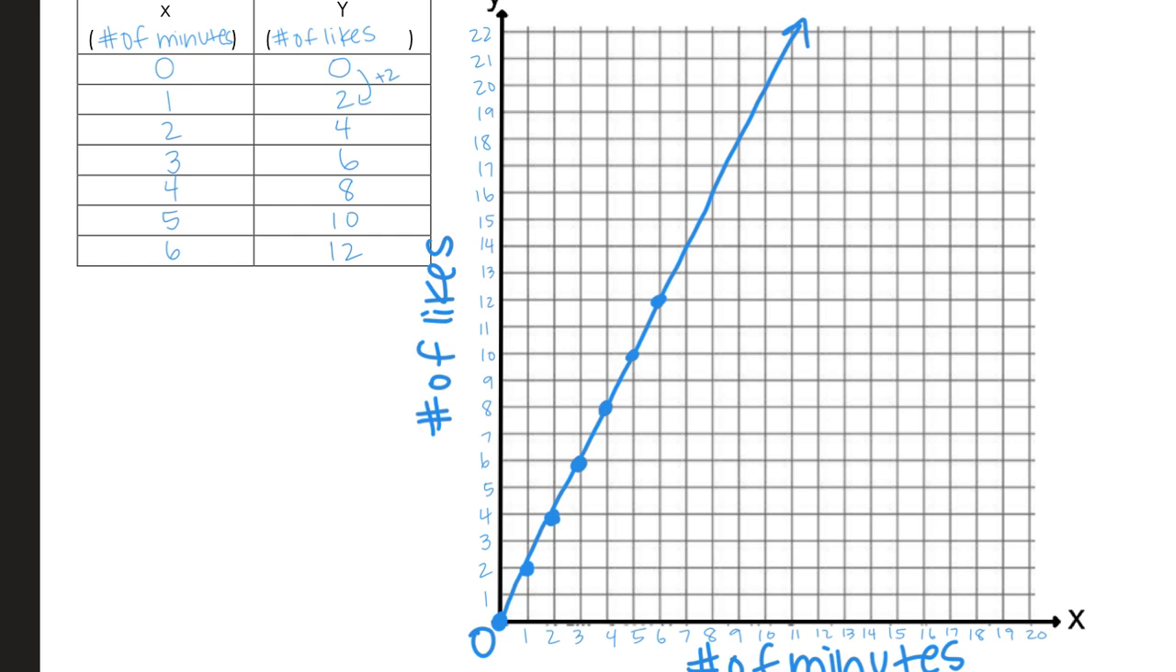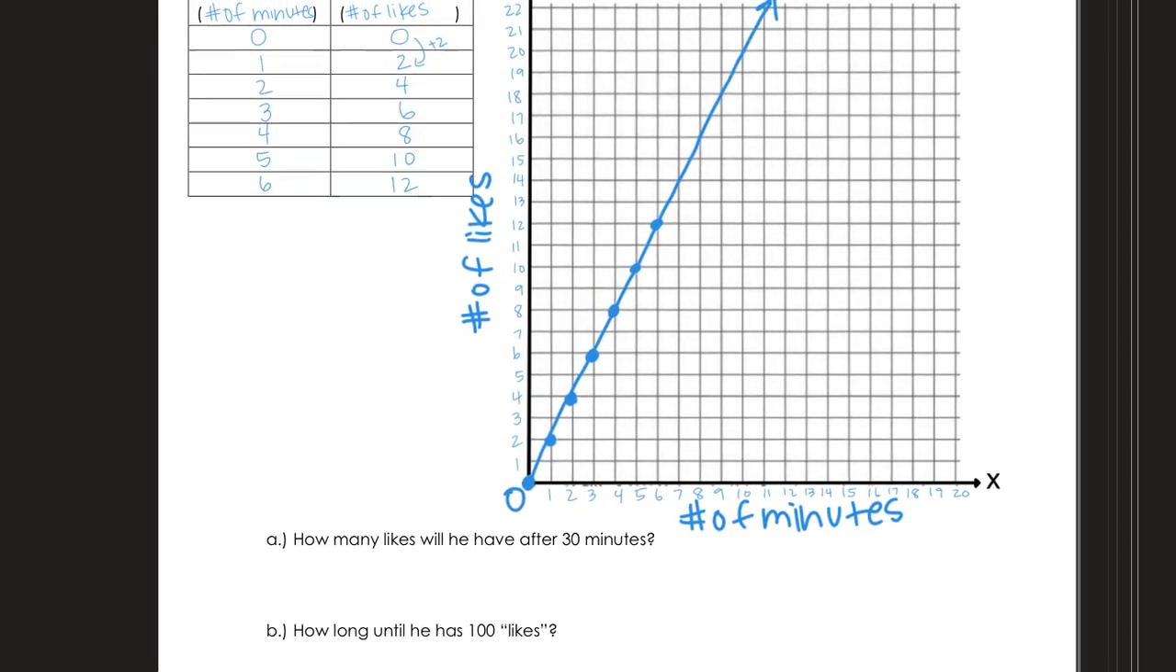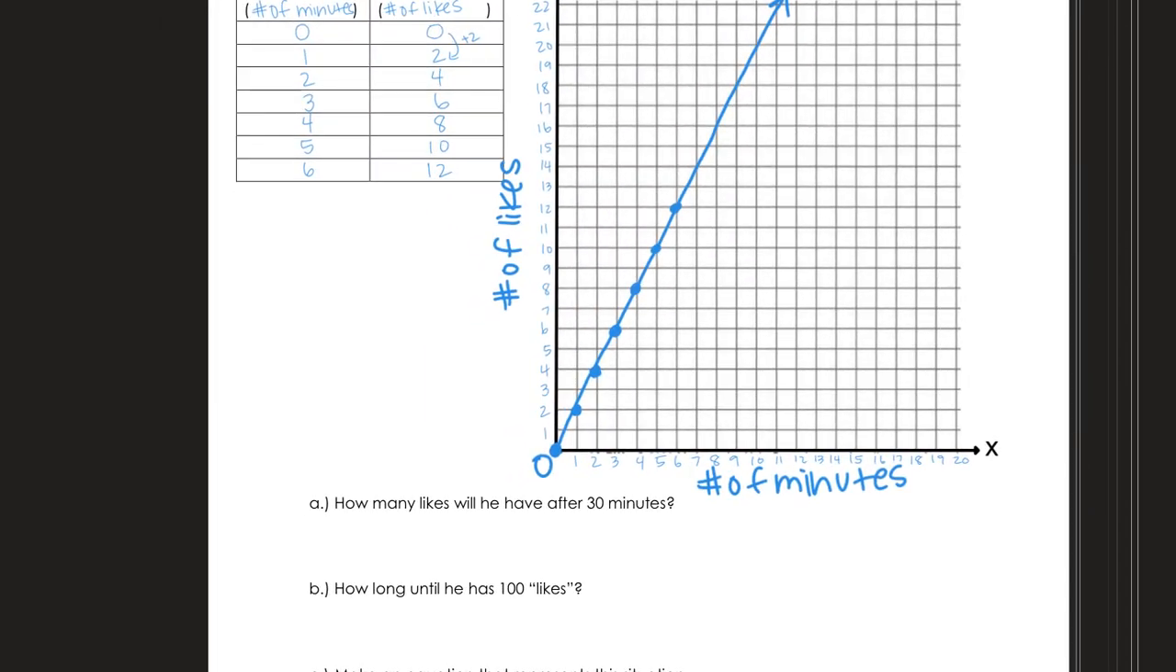So now that we have that all graphed, let's look at some questions below. The first question says, how many likes will you have after 30 minutes? Well, let's look at our graph, and we didn't even get to 30 minutes. So I'm going to hold off on these questions, actually, because the next question says, how long will it take me to get to 100 likes? If I look at that, I only got to 22, so I'm not sure.